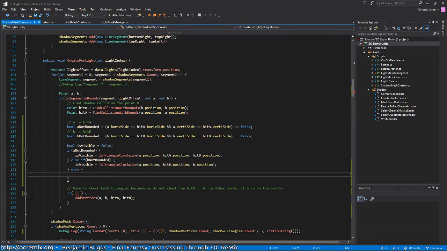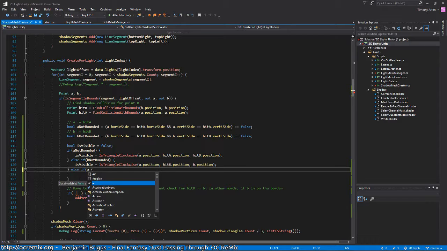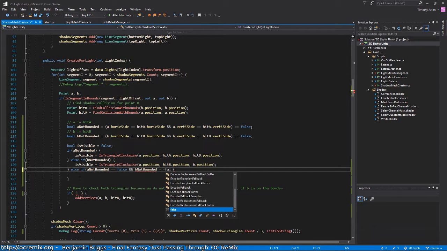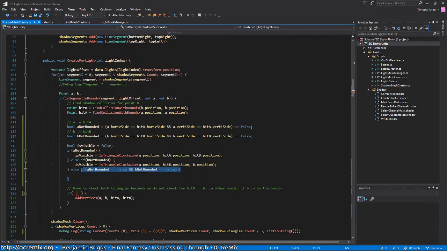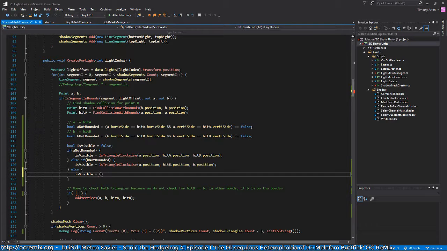And then else if they're both bounded, well, I don't have to do this actually, because if this is true, then it'd go here. So the only way I'd ever get down to this is if both are false anyway. So is visible equals. I guess I just need to check that A and B are on opposite, well, basically that they are not on the same side. Equals A dot horizontal side. So it doesn't have to be equal, they just have to be either the horizontal or the vertical side has to be different.